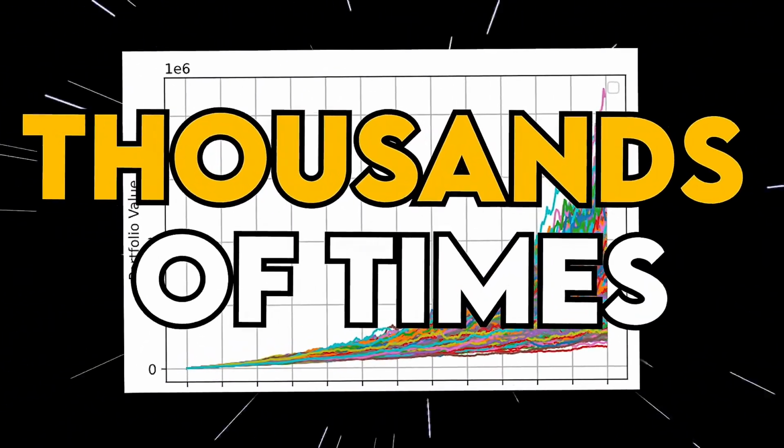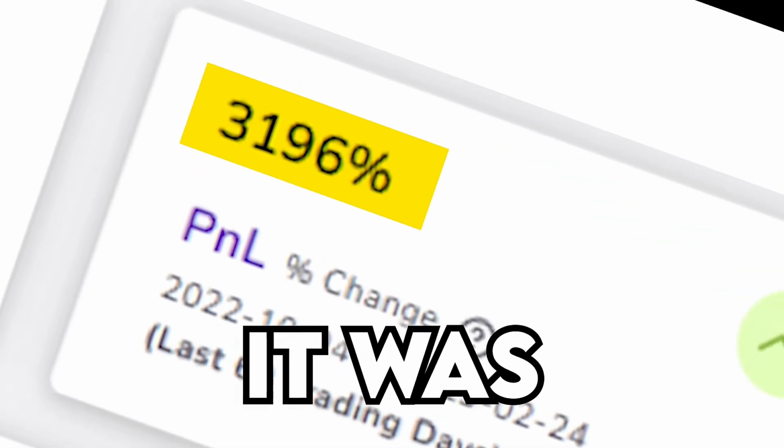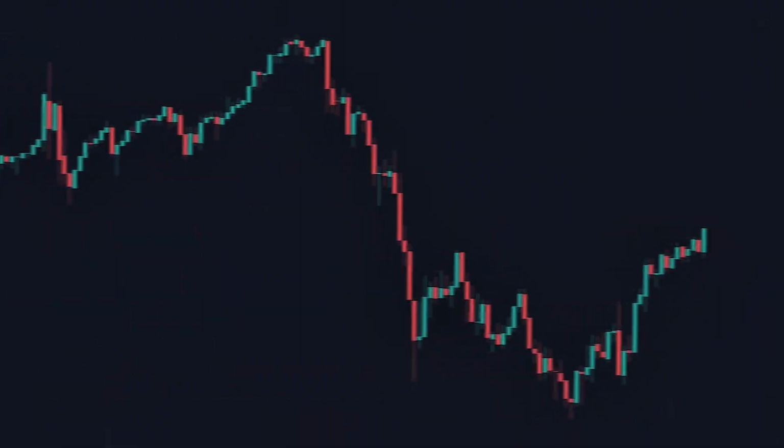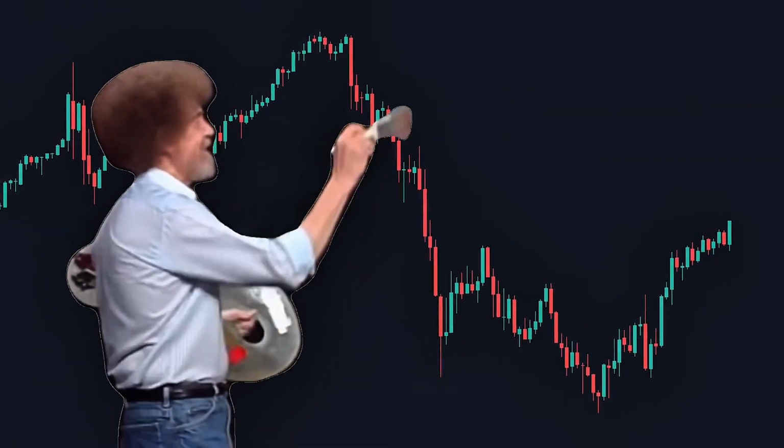I have a 3-step formula that I backtested thousands of times, and every single month that I tested it, it was profitable in the long term. No indicators, no patterns, just pure price action. That really is the fun part of this whole technique.